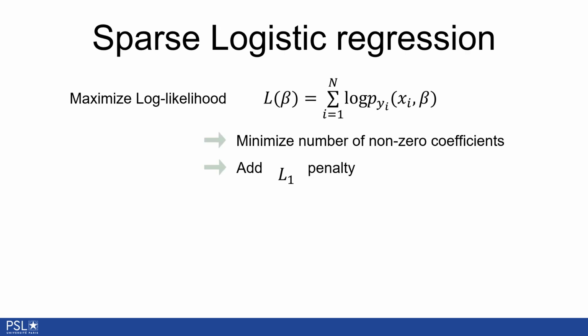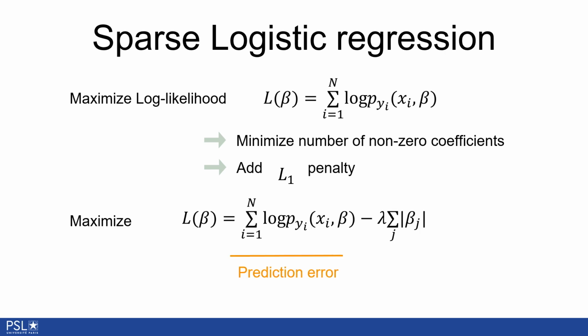To optimize interpretability in sparse logistic regression, the goal is, moreover, to minimize the number of non-zero coefficients. And as for linear regression, an efficient way of doing this is to add what is called an L1 penalty. So instead of maximizing log likelihood, sparse logistic regression maximizes a loss function that consists of the log likelihood together with an additional regularizer, the L1 penalty, which penalizes solutions where many coefficients beta take large values.